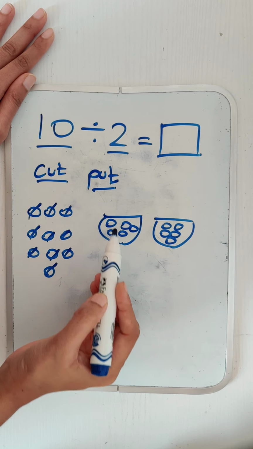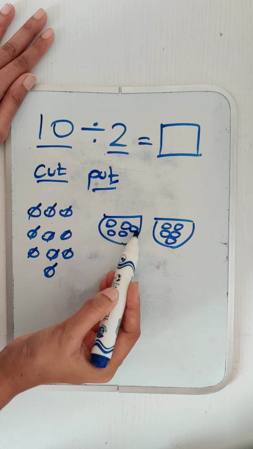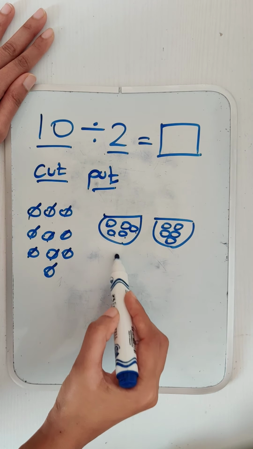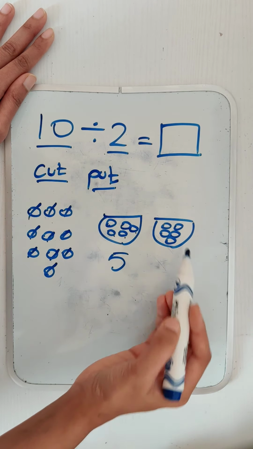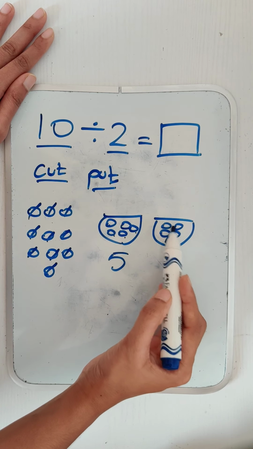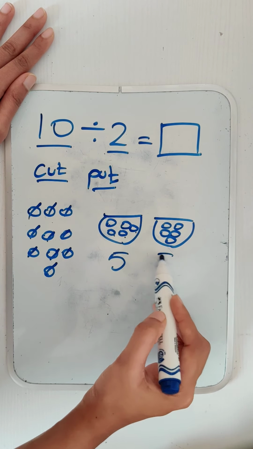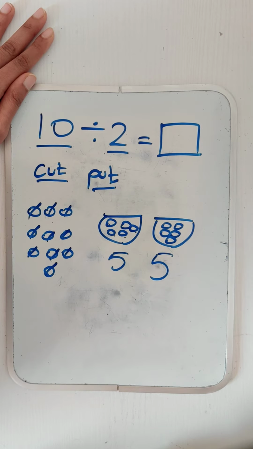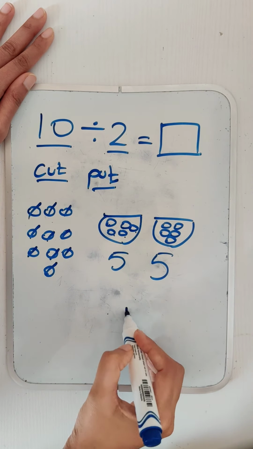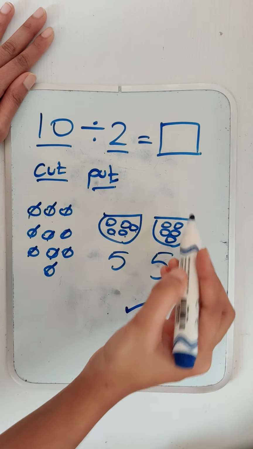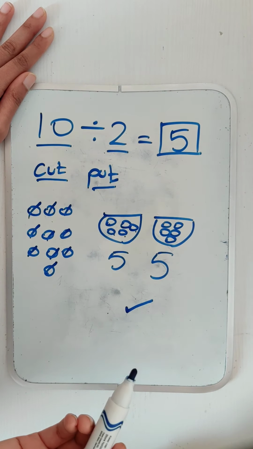So we are going to count them. Let's count 1 2 3 4 5. So it has 5 circles. Let's count this as well. 1 2 3 4 5. This also has 5 circles. That means it's equal, and that's absolutely correct. So my answer over here is 5.